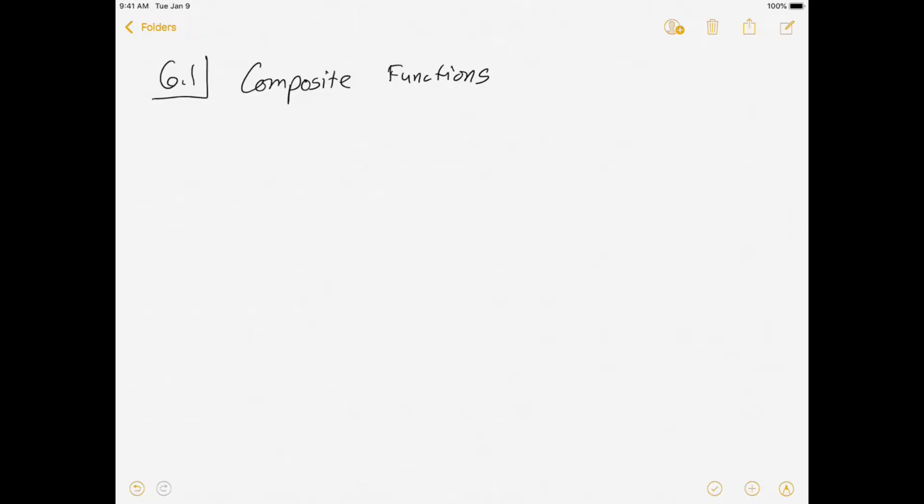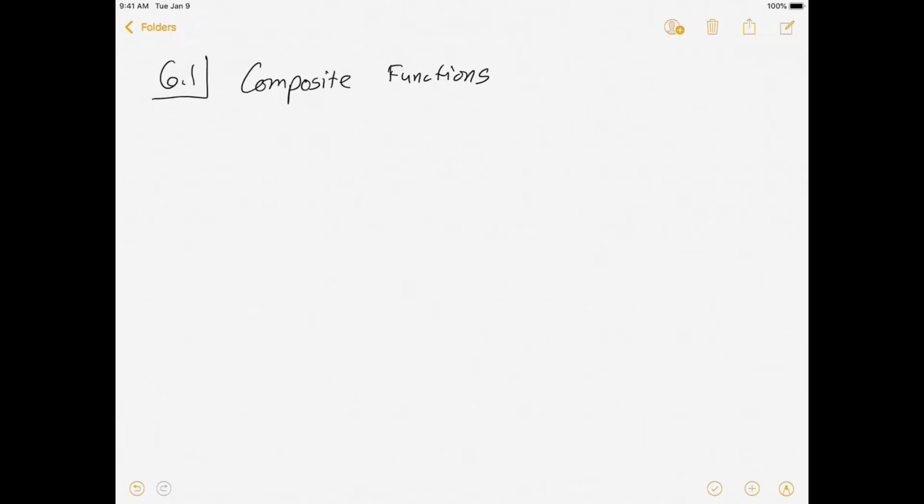Section 6.1 is going to be over composite functions. So basically what we're going to talk about is a composition of a function. Now it's a new operation we're adding to functions. We have addition, subtraction, multiplication, and division, and we talked about all that back in chapter 3. Now we're in chapter 6. We have a new operation we're going to add, and that is composition of functions. The root word here is composition, so you would compose two functions together. They're made out of each other.